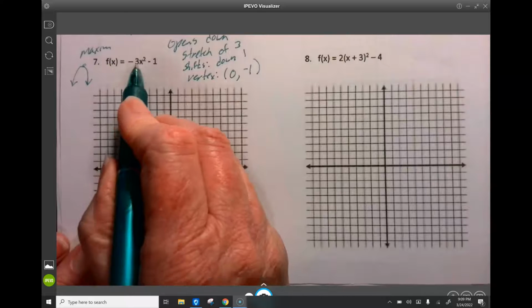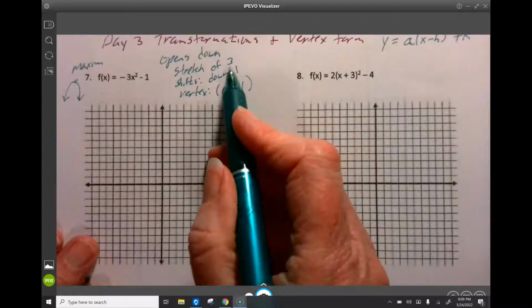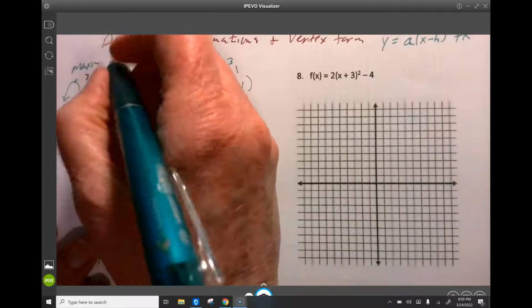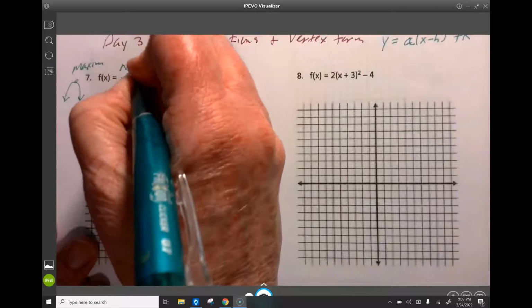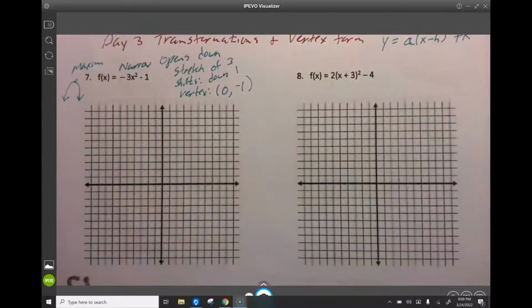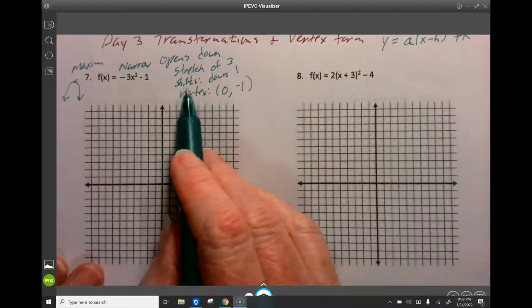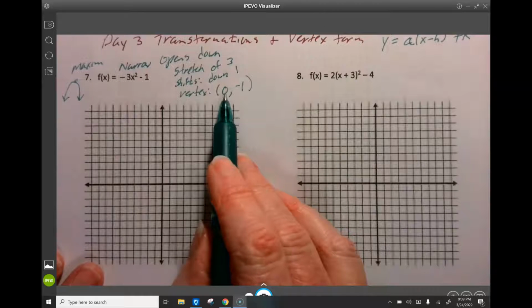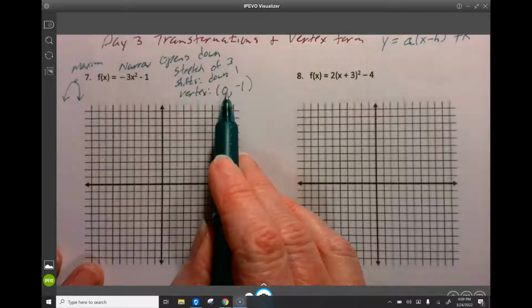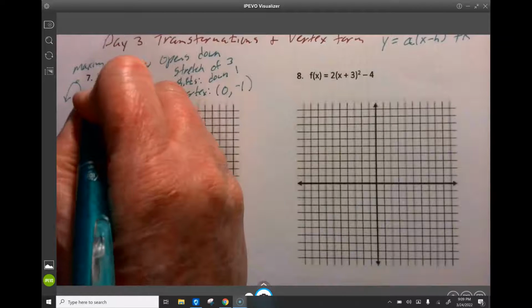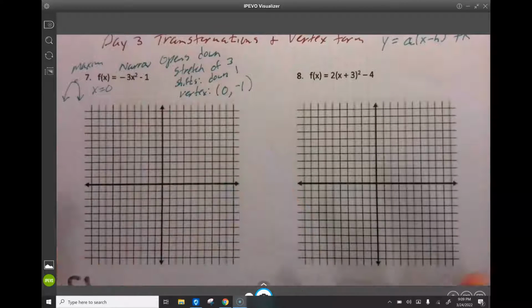Is this going to be wide or narrow? Well, with that stretch of 3, this is going to be narrow. Our axis of symmetry, I mean, we're just hitting everything. Our axis of symmetry, remember, is going to go through 0. It's always going to be x equals whatever x is. So our axis of symmetry is going to be x equals 0. And that's going to be really helpful too, because then we can do those reflection points.